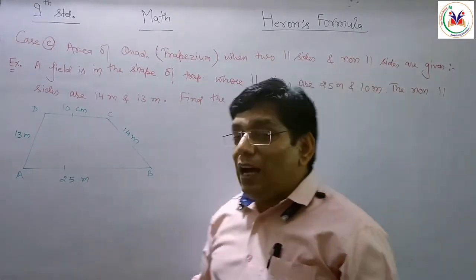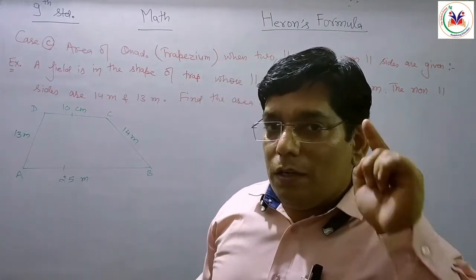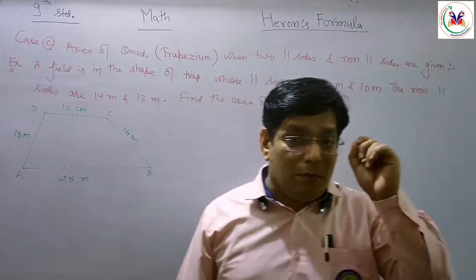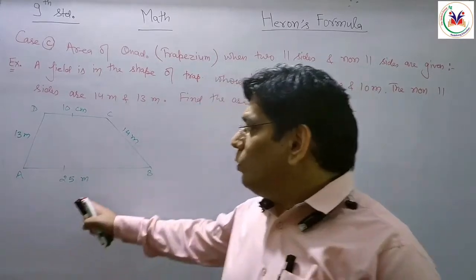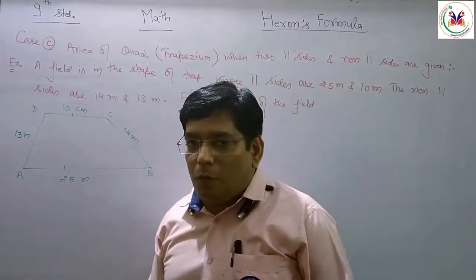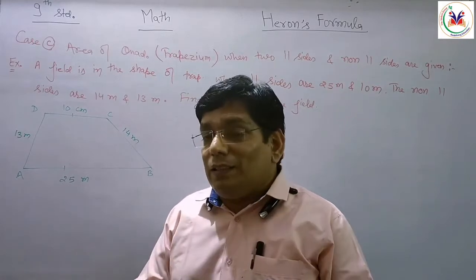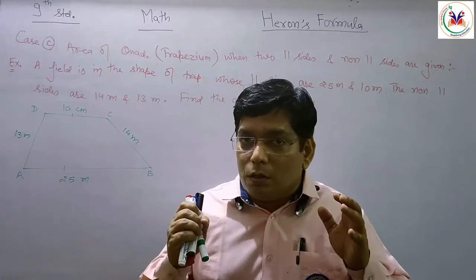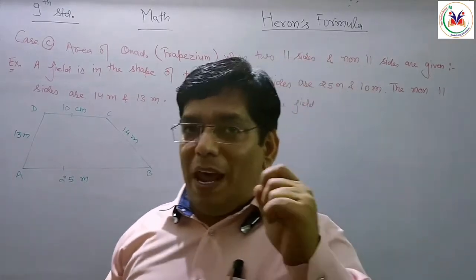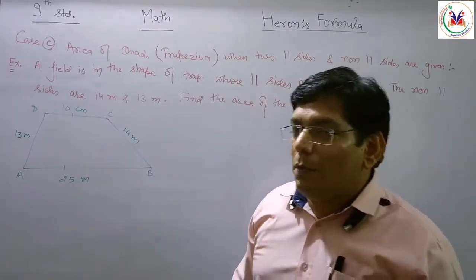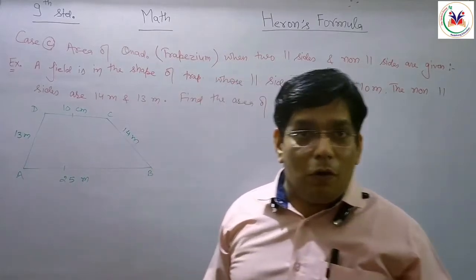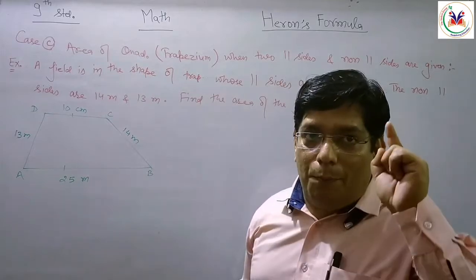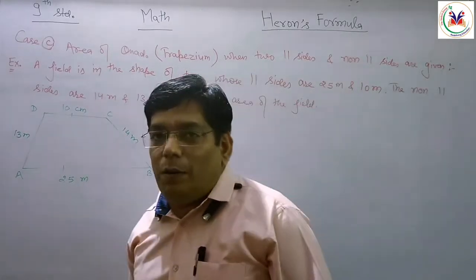Now the thing is, how can we solve this kind of question? Whenever we are going to calculate the area of a trapezium, and we have to use Heron's formula, we should use the property of a parallelogram. You know, the opposite sides of a parallelogram must be parallel and equal also. So in that situation we have to draw a parallelogram in the given trapezium.